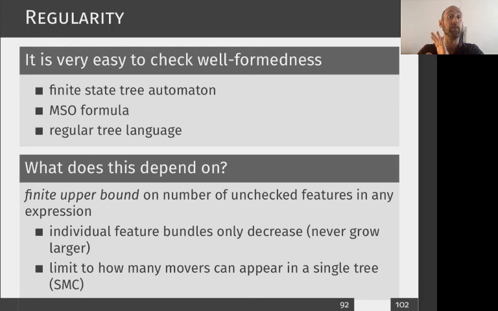It is a well-behaved property. The property of being a correct, well-formed derivation is a robust property with a rich structure that we can take advantage of. What it depends on, however, is there being a finite upper bound on the number of unchecked features in any expression. And the shortest move constraint, the SMC, is really the constraint that's contributing to this. If we abandon the SMC, then we no longer have an easy way to check well-formedness. Or rather, this way of checking well-formedness might still work, but it's going to be much more complicated.